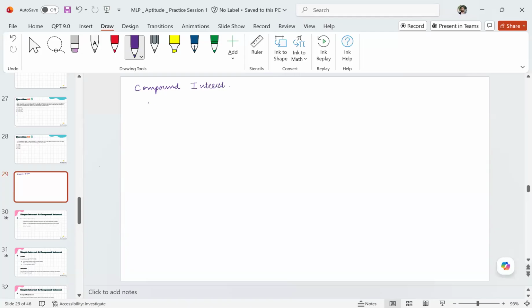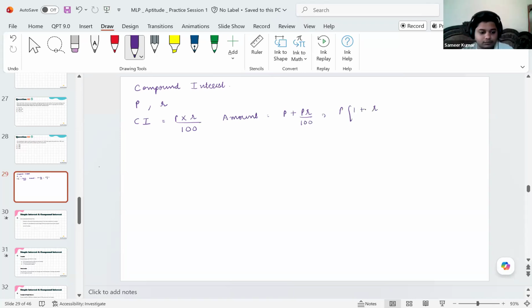Okay, let's say the principal P and R again. For the first year, how much is the compound interest? Tell me. P into R upon 100 only. There is no compounding that has happened so far, right? And what is the total amount then? P plus PR upon 100. Yes or no? Yes. P times 1 plus R upon 100. That is for the first year.